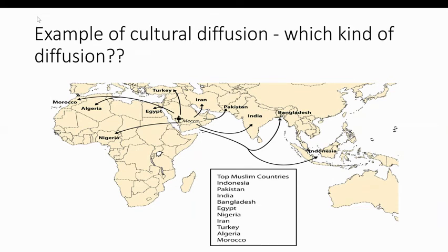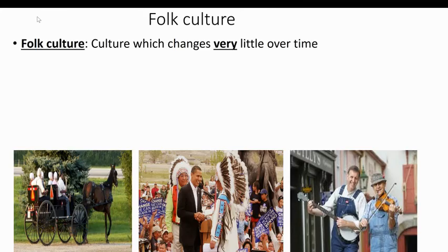Okay, so if we take a look at this again, we would say this is relocation diffusion. The way that Islam spread throughout these places was by missionaries going, soldiers going and spreading the Islamic religion that way. Okay, last two slides.